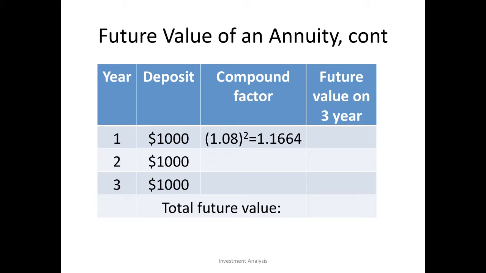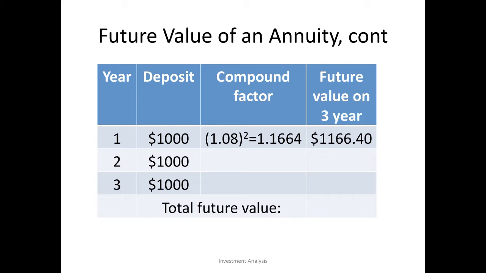Now I know that I have to put the power 2 outside of the bracket because the deposit happens at the end of year 1, and so I'm only earning interest in year 2 and year 3, that is for 2 years. Once I have my compound factor, I simply multiply it by the deposit, and that gives me the future value of that $1,000 that's deposited at the end of year 1, but at the end of year 3. So after 2 years, that $1,000 deposited at the end of year 1 is worth $1,166.40.